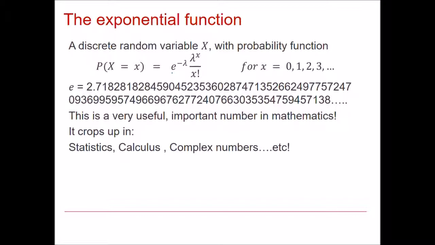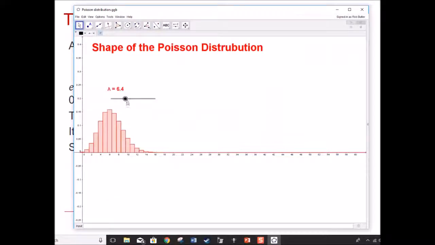Here is the shape of the Poisson distribution. As you can see, the highest probabilities cluster around the mean, and whilst it might appear that there are values for x which have zero probability, in fact all of these values have a probability greater than zero, just very small, and it can't be shown on this diagram. You can see as I change the value of lambda, the shape of the distribution changes as well.